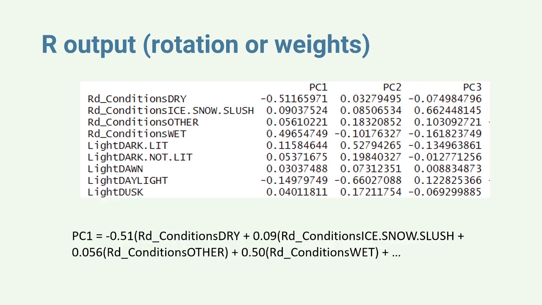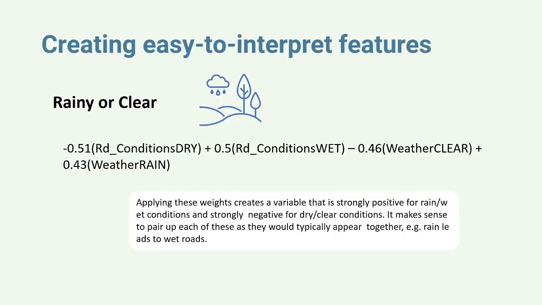So an example is, if you wanted to just recreate the first principal component exactly, you would just create a new variable in your data that would be negative 0.51 times this variable road conditions dry plus 0.09 times road conditions ice, snow, slush plus 0.056 times road conditions other, etc., etc., etc. And you do this for all of the variables. But that wouldn't reduce your dimension at all. Instead, you can just try to choose variables which tell a compelling story.